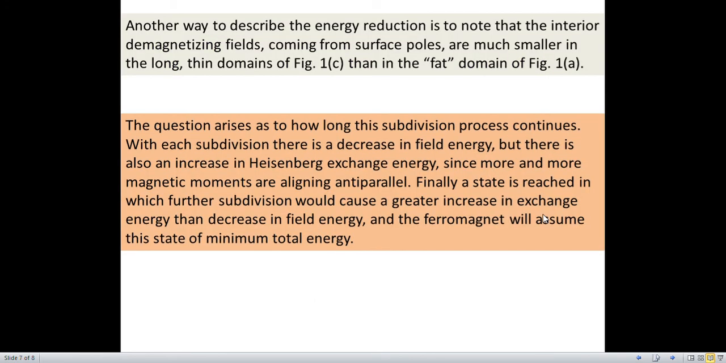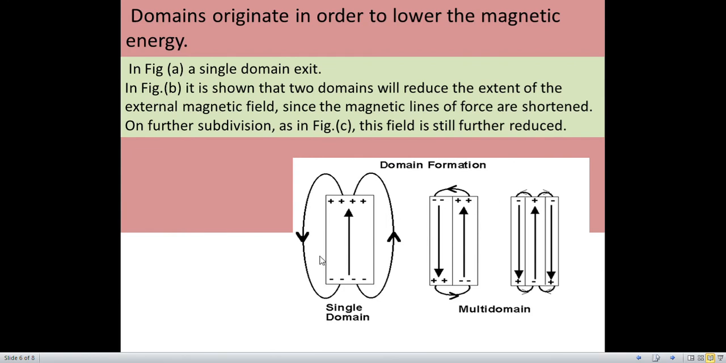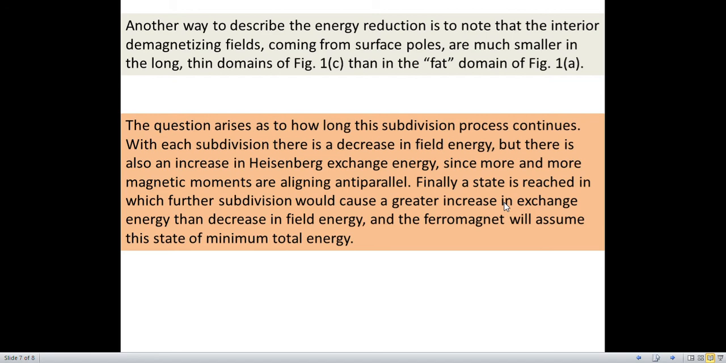Finally, a state will be reached in which further subdivision will cause a greater increase in exchange energy than the decrease in field energy, and the ferromagnet will assume a state of minimum total energy. That means this subdivision of a ferromagnetic material into domains should continue until a state of minimum energy is reached. That state will be the stable state for a ferromagnetic material to be achieved.